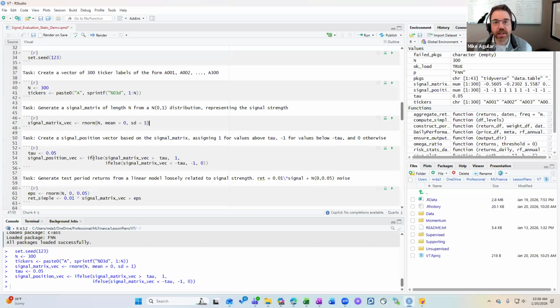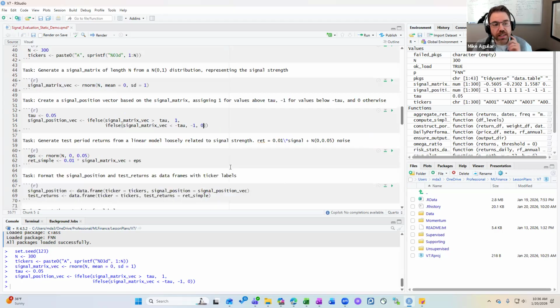So ifelse is kind of like in Excel where you do IF commands. So ifelse, if that signal vector is greater than tau, call it 1. If it's not, then let's see what we do next. Okay, well, then we're going to put on an additional if statement. If that signal vector is less than minus tau, call it -1. If not, then what do we do? Everything else is 0.